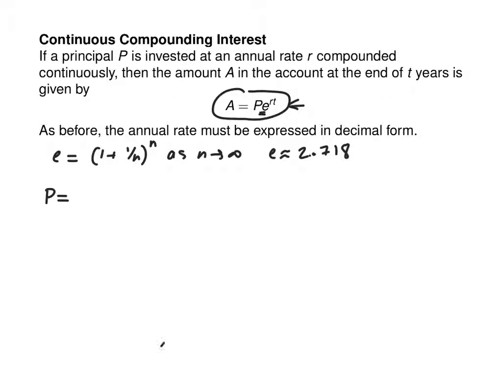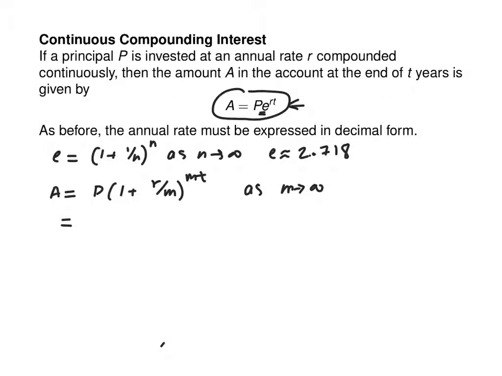Okay, so you start with this: A equals P times 1 plus R over M, to the MT. Seriously, guys? Totally not helpful. Okay. And we're going to look at what happens as M goes to infinity, so as the number of compounding periods gets bigger and bigger and bigger.